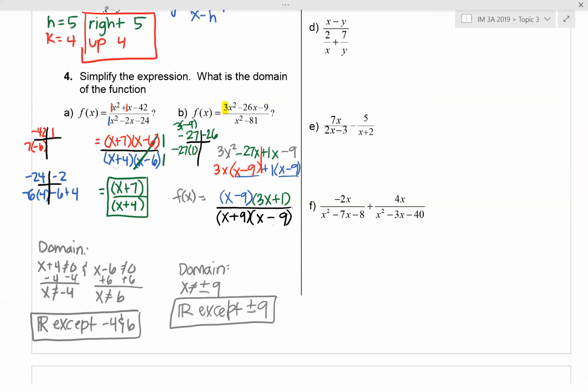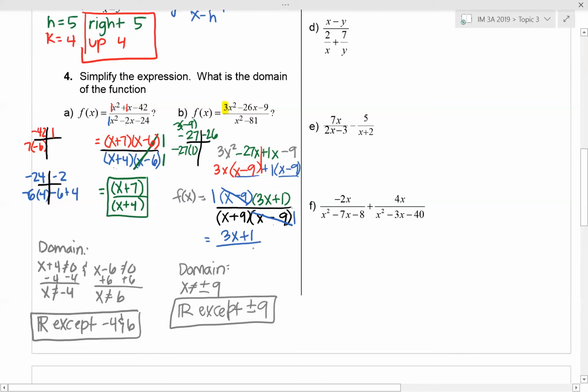Then we can reduce our fraction. So we have a factor of x minus 9 and a factor of x minus 9 in the numerator and in the denominator. So if I divide those out, they leave me with 1. So the result is that f of x is equal to 3x plus 1 over x plus 9. And we know that the domain is all real numbers except for positive and negative 9 because of that factor that was reduced.